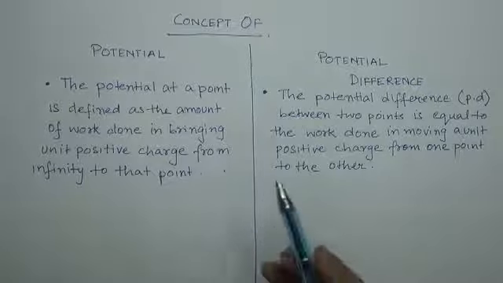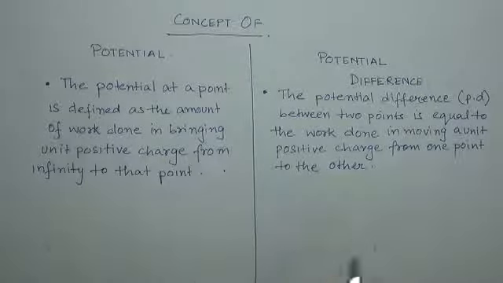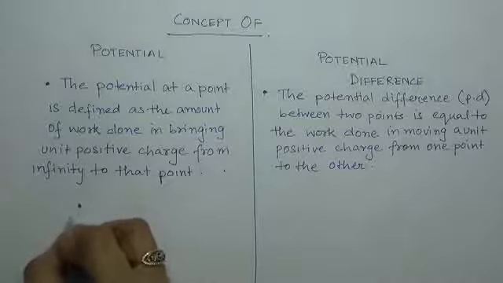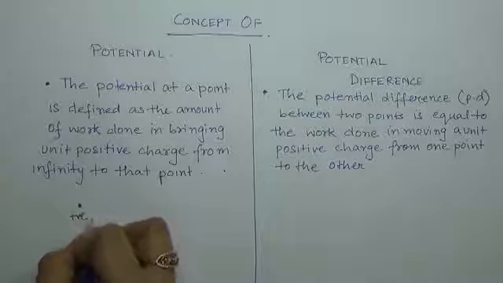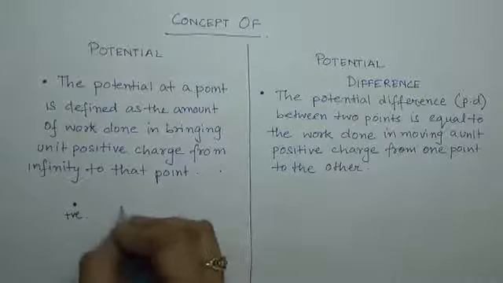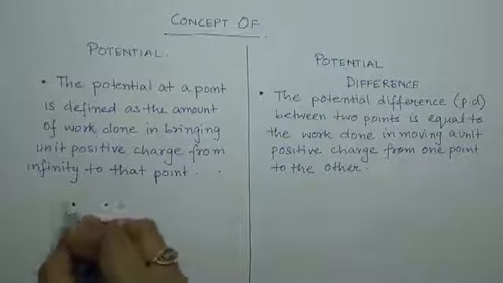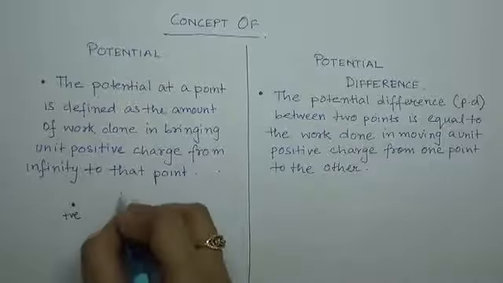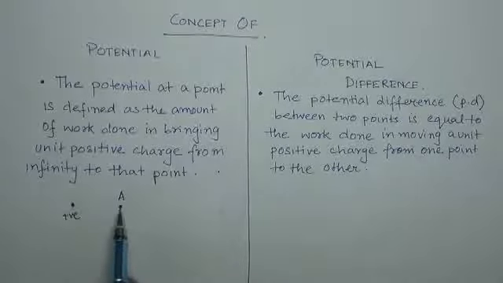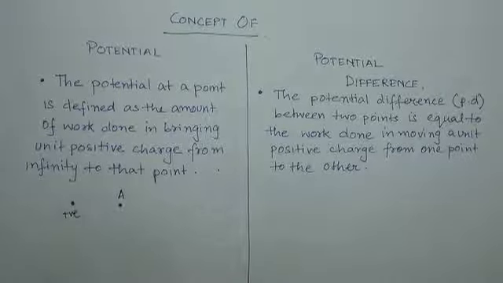So let us understand this in detail. This is the definition. So let us see. Suppose there's a positive charge here. Okay. And you want to find the potential at this point due to this charge. Let us name this point point A. You want to find the potential at point A due to this positive charge.